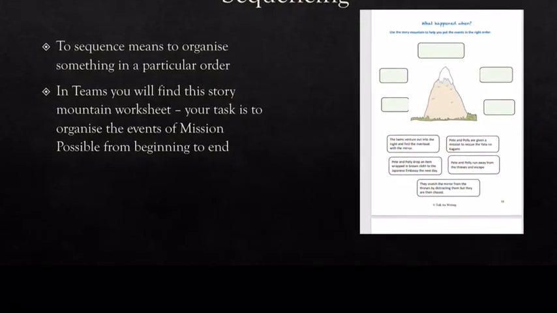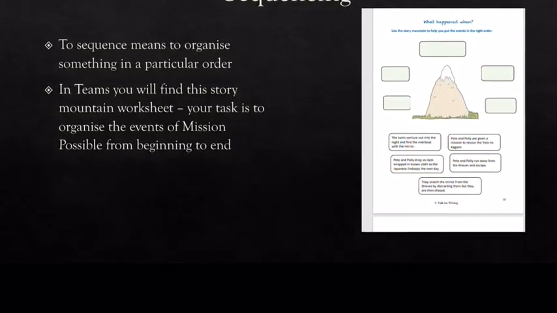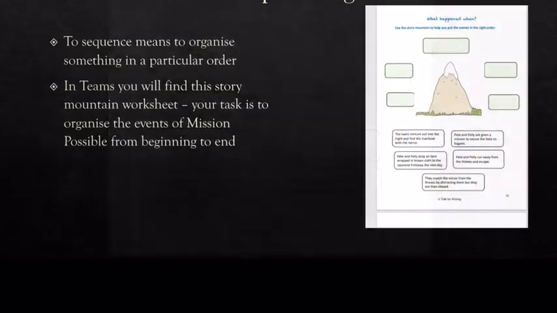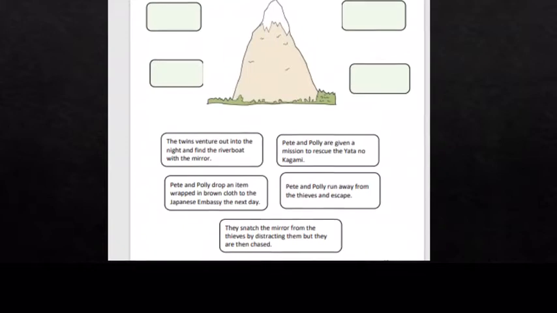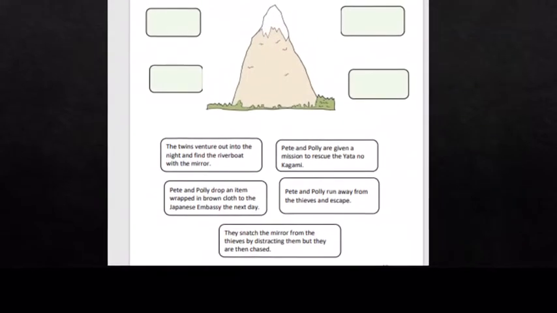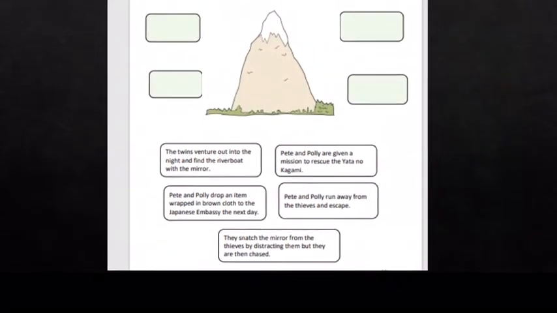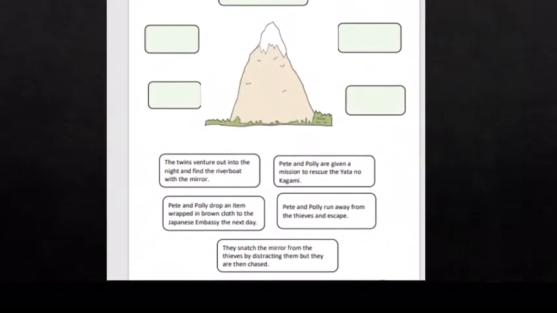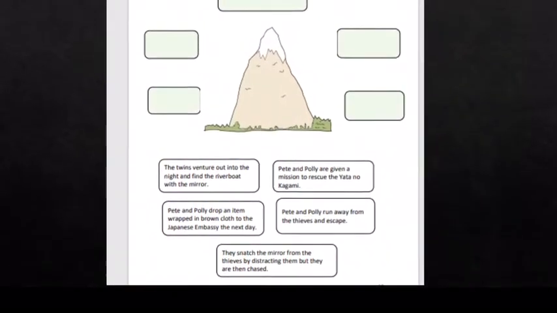You don't have to write on the sheet, and you can have a look at it, but what I would like you to do is to order the events. So here is a copy of the worksheet. What I'm going to show you now is the easiest way to sequence a story from beginning to end, and the first thing you have to do is locate the information in the text. So let's have a look.